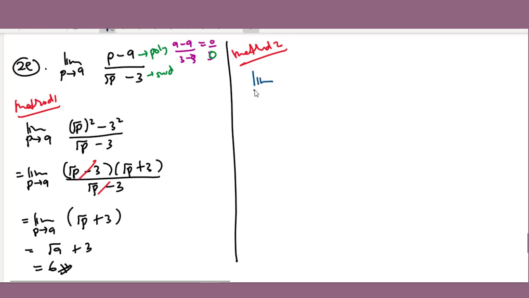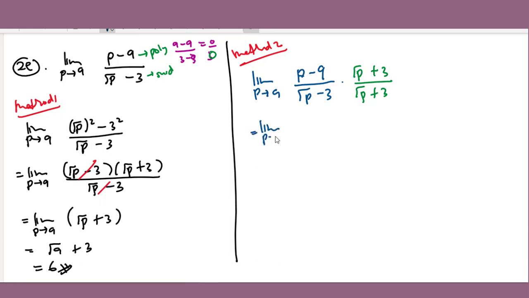limit p approaches 9, p minus 9 over root p minus 3 times its conjugate. Its conjugate is root p plus 3 over root p plus 3. Then, okay, try to simplify. Okay, just write this one without expanding this one. No need to expand. Okay, this one actually you expand, get p minus 9. Okay, it's the same concept. So like this one.